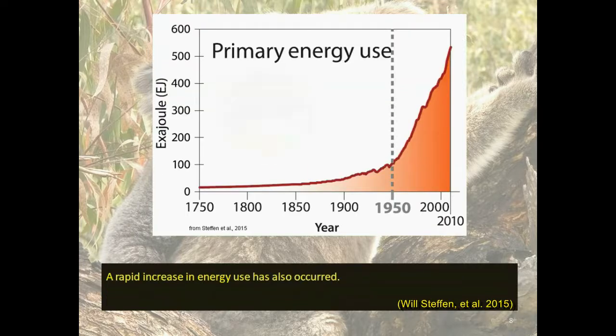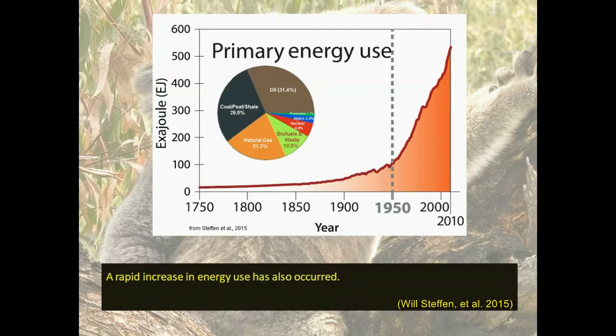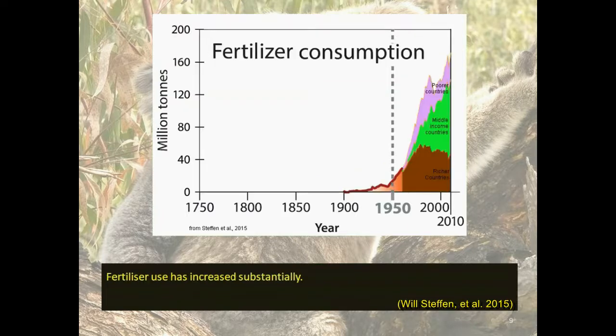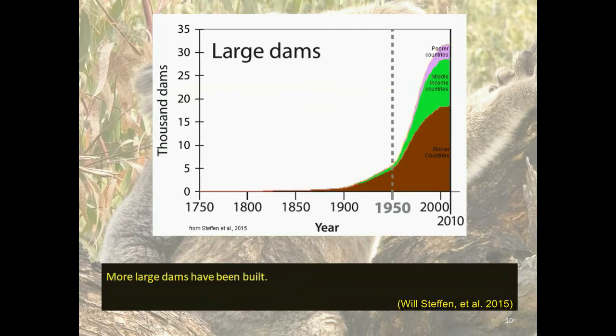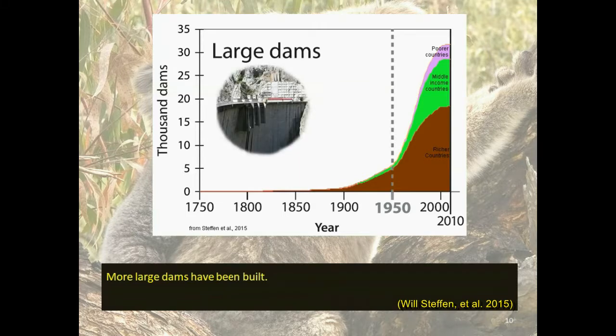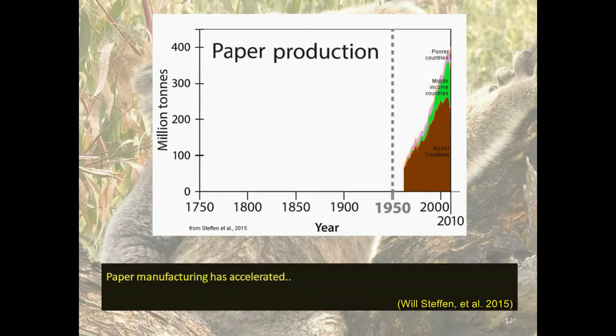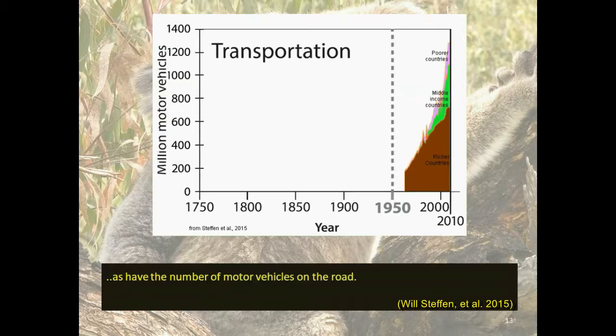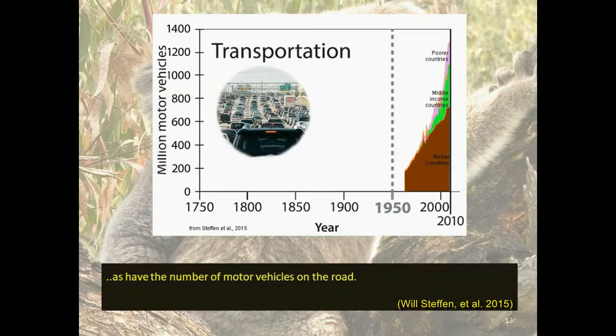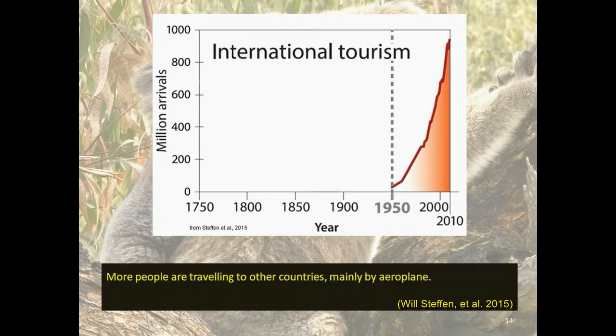A rapid increase in energy use has also occurred. Fertilizer use has increased substantially. More large dams have been built. Fresh water use has also increased. Paper manufacturing has accelerated, as have the number of motor vehicles on the road. More people are travelling to other countries, mainly by aeroplane.